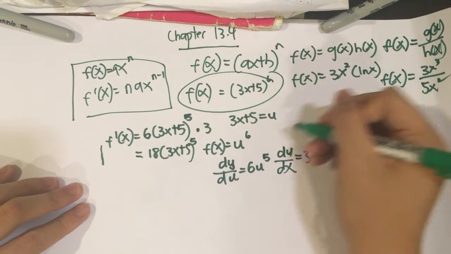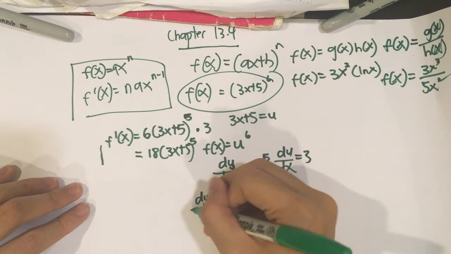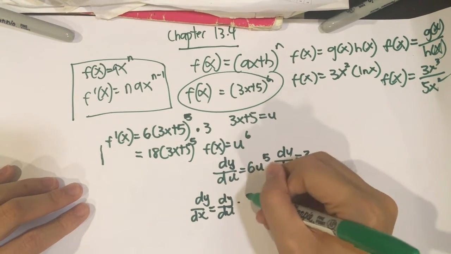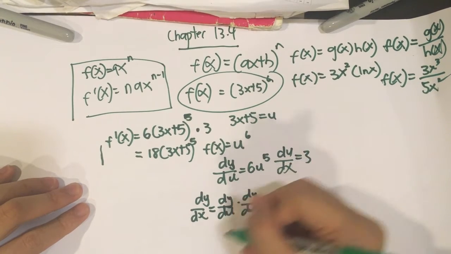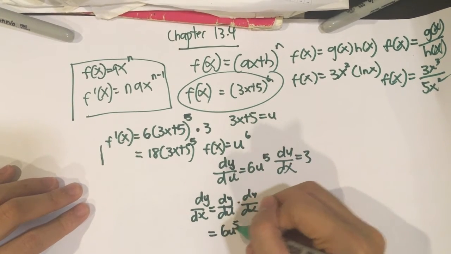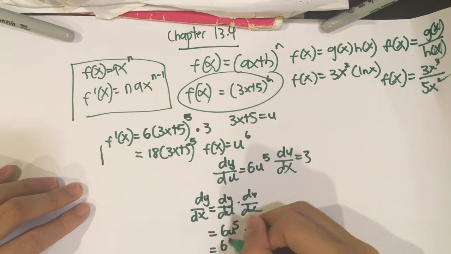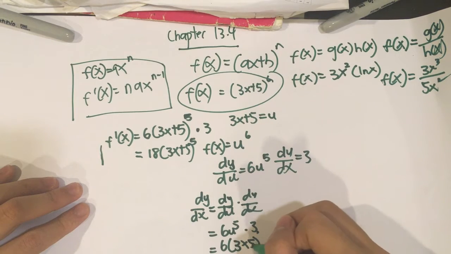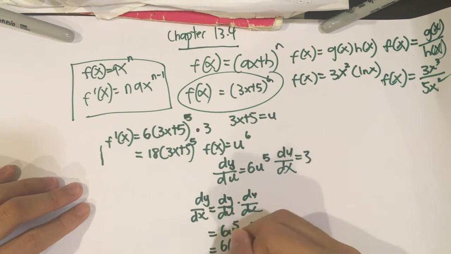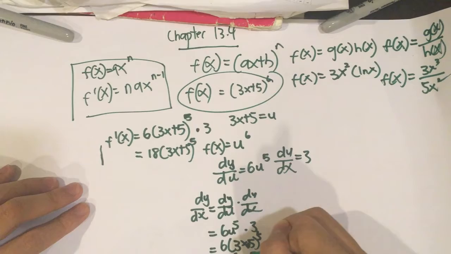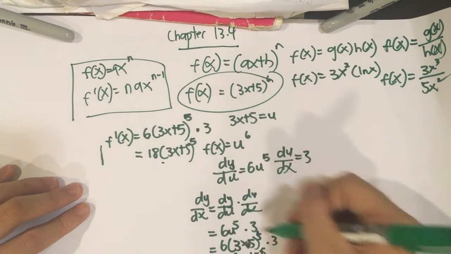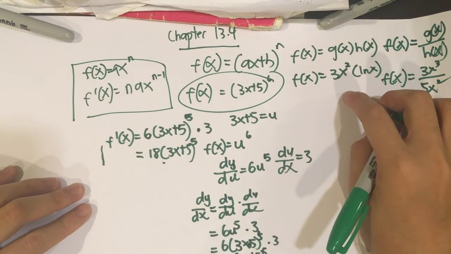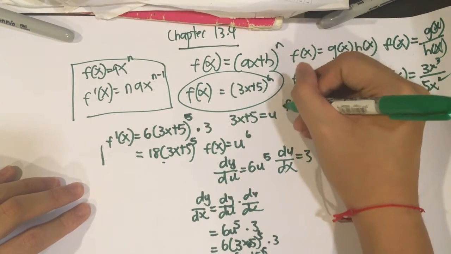So the chain rule is essentially dy/dx equals dy/du times du/dx, which is 6u^5 times 3. Plugging back in u = 3x + 5, you get 6(3x + 5)^5 times 3, which is 18(3x + 5)^5, as seen here.